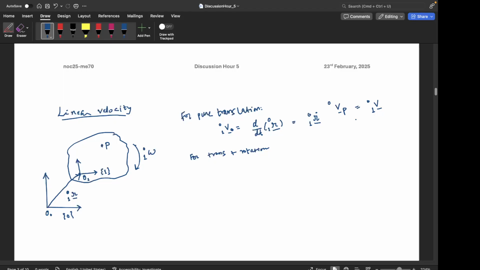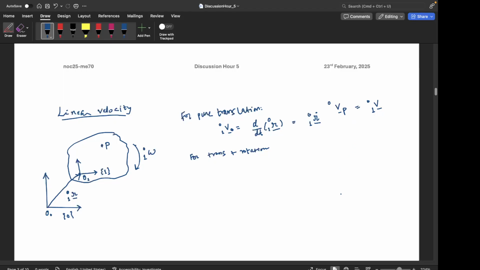Let's say if this is a deformable body or something like that, then that assumption does not hold. So the distance between O and P can also change with time, and that component will also add up in the velocity of point P. But we are not concerned about deformable bodies right now, we are concerned about rigid bodies, right?